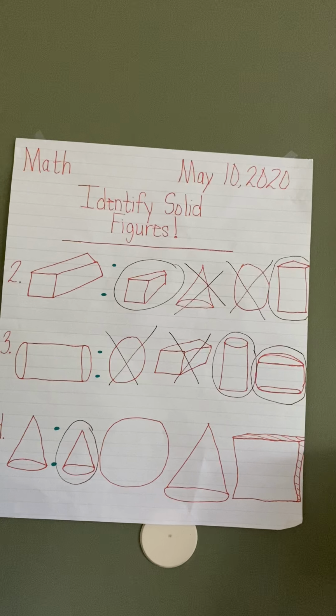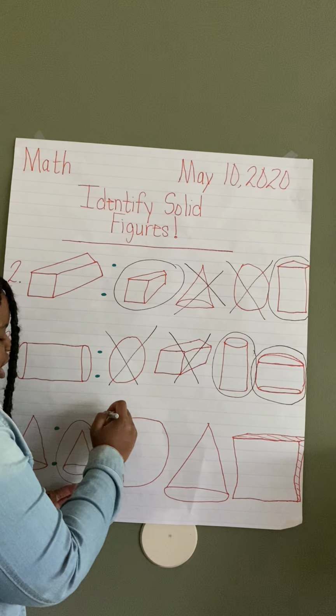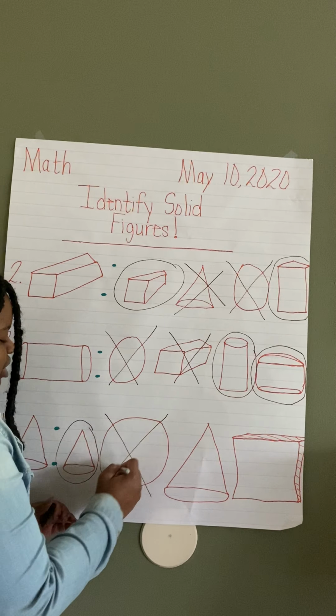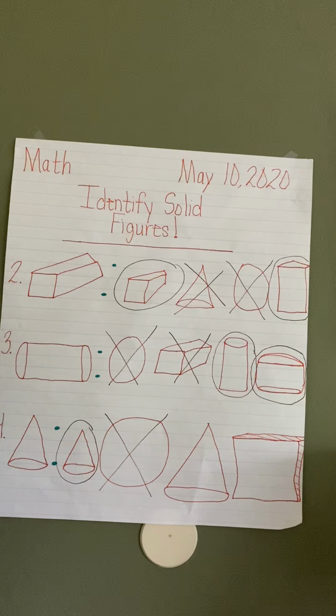So since it does not look like a cone, what are we going to do to the globe? We're going to put an X on it. So let's go ahead and cross out or put an X on the globe.